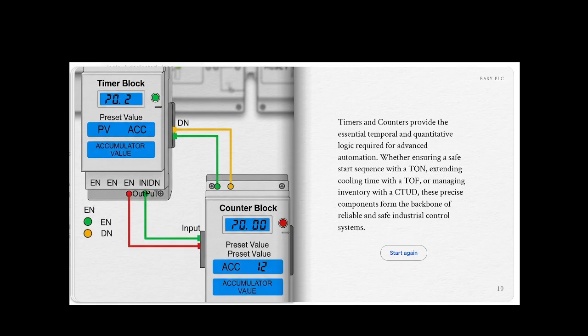Timers and counters provide the essential temporal and quantitative logic required for advanced automation. Whether ensuring a safe start sequence with a TON, extending cooling time with a TOF, or managing inventory with a CTUD, these precise components form the backbone of reliable and safe industrial control systems.